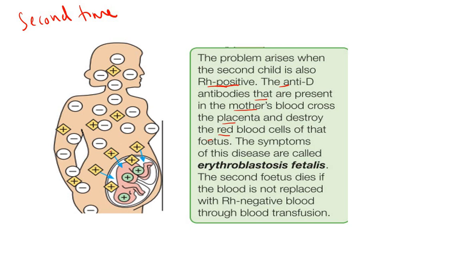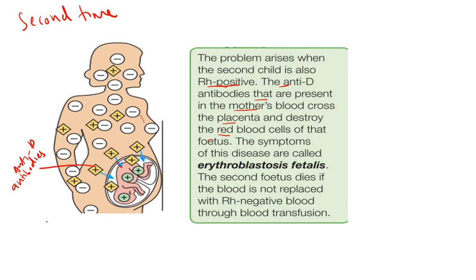Inside the mother there are already anti-D antibodies, right? So directly these anti-D antibodies will cross the placenta and move to the fetal blood circulatory system. Before they cross, what happened?